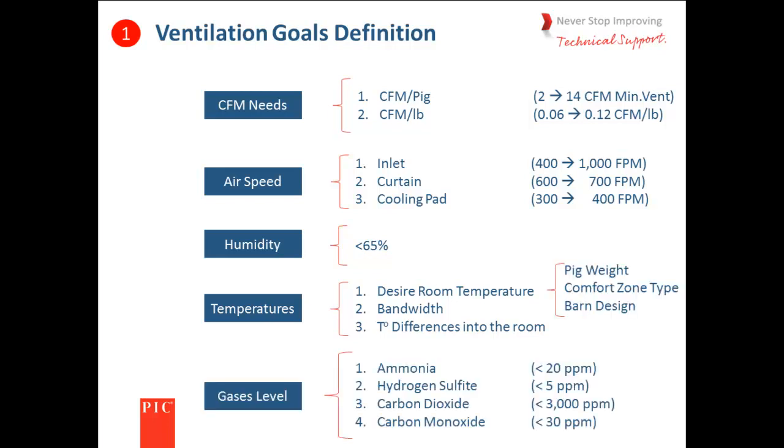And the last important point is about the gas levels. We have at least 4 gases that we need to take care of in our building.